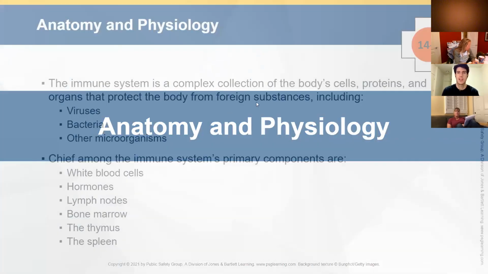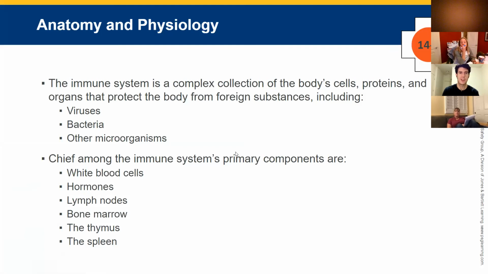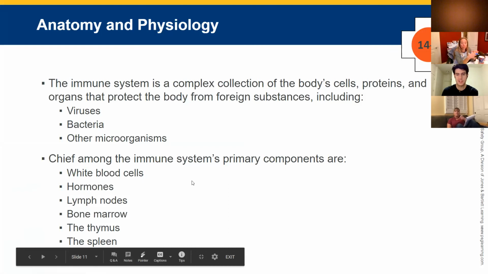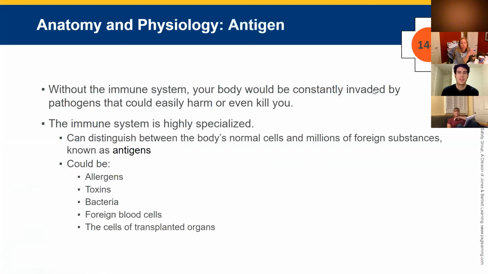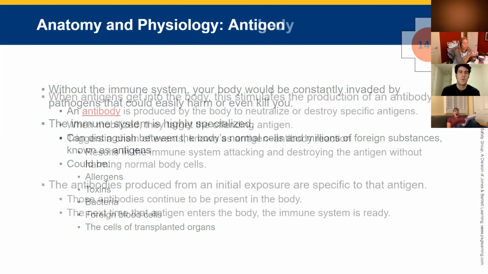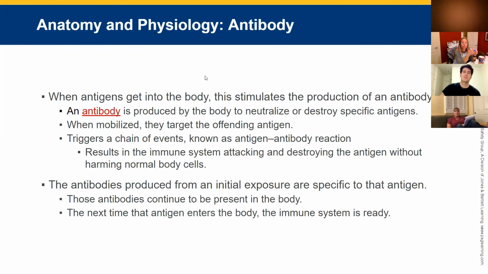All right, everyone's favorite, the dry stuff: the anatomy and physiology. The immune system protects the body. Cool, we know that. The chief parts of the immune system are listed here. We covered these early on. Without the immune system, we would die. That's pretty self-explanatory. Basically, what this is getting at is that when something gets into the body, the immune system will react to it with antibodies, which are going to destroy it. They mobilize the immune system and trigger a chain of events that cause this reaction.